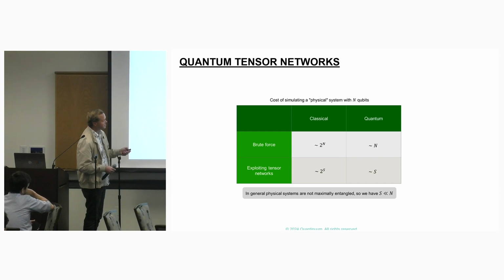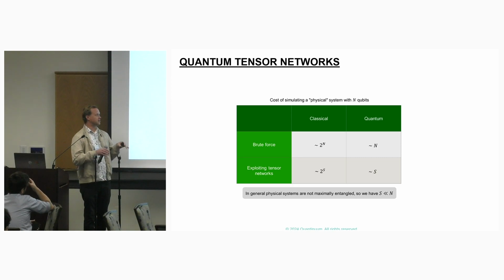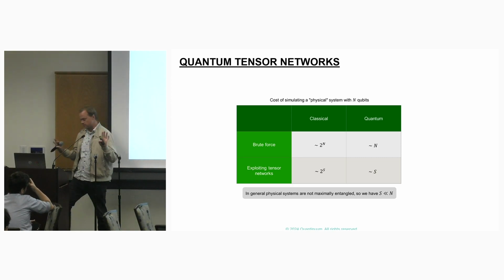Now in the quantum world, you can do the same thing. In brute force calculations we go from 2 to the n to n, but in these quantum tensor networks, we go from 2 to the S to S. So you should put all your resources into the entanglement and not the qubits in the system.